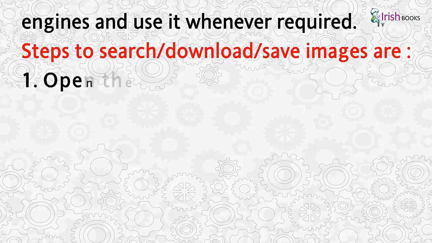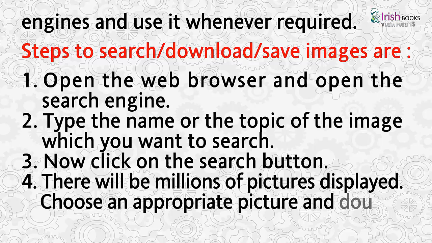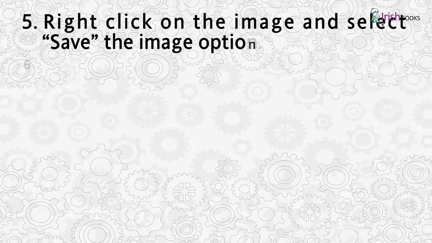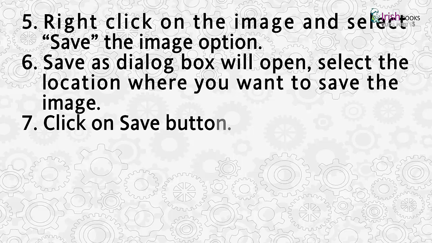Steps to search, download, save images are: open the web browser and open the search engine. Type the name or the topic of the image which you want to search. Now click on the search button. There will be millions of pictures displayed. Choose an appropriate picture and double click on the image to enlarge its size. Right click on the image and select Save the Image option. Save as dialog box will open. Select the location where you want to save the image. Click on Save button.